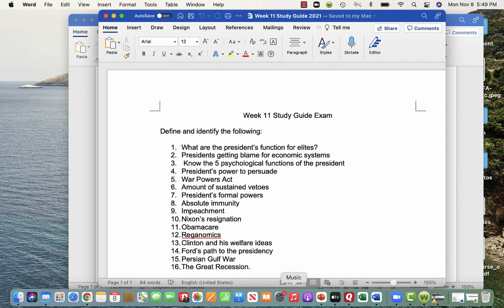We also talked about some of the reasons that Clinton imposed limits on welfare. Wanted to try to make people not be as dependent on welfare. Know what Reaganomics is, and how Reaganomics is decreasing taxes on the wealthy, where it would trickle down, benefiting the economy. It'll trickle down to lower earners, but that doesn't really happen at times.